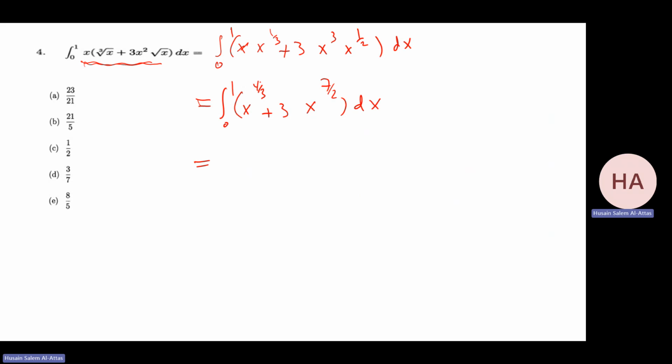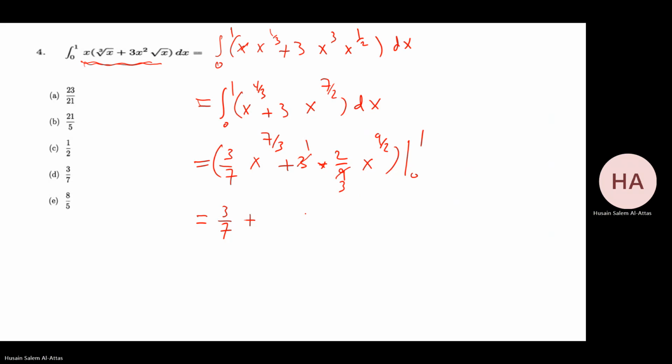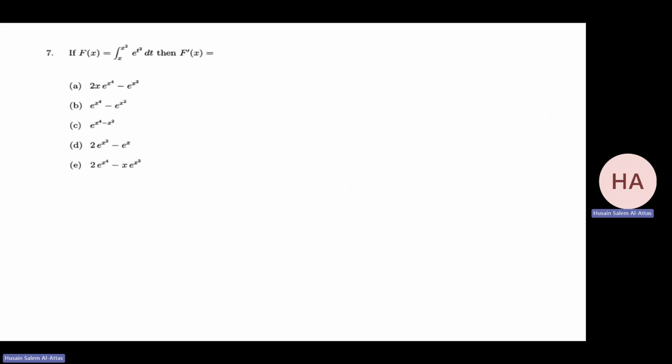Integrate, plus 1, so I have 3 over 7 x to the power 7 over 3 plus 3, you add 1, that times 2 over 9 x to the power 9 over 2. This is from 0 to 1. In other words, this is 3 over 7 plus 1 plus 2 over 3. And that is 9 plus 14, 23 over 21. That's it. This is the answer.